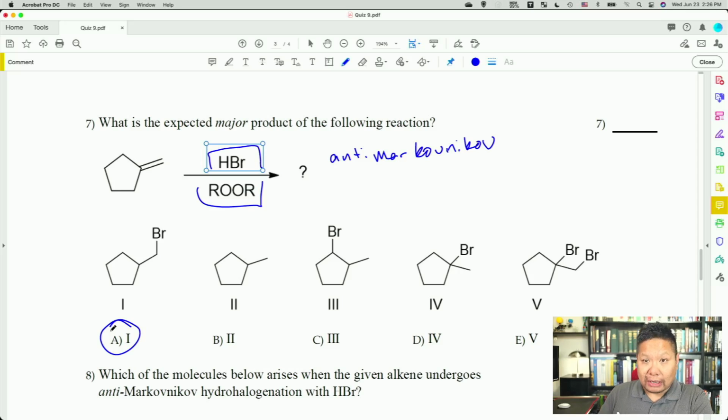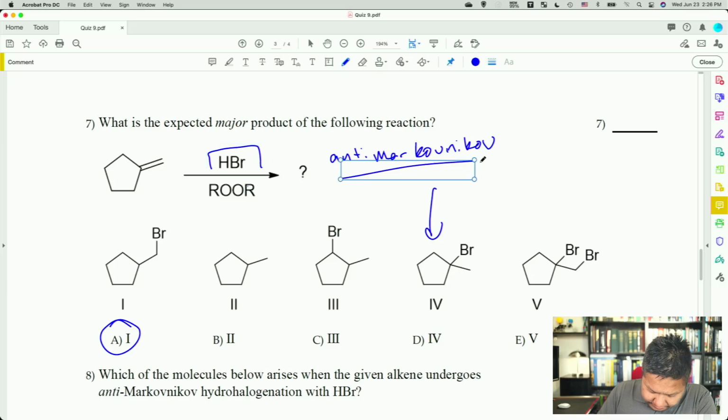If it were Markovnikov addition, that means there's no peroxide, and the answer would have been D, right? Because that would have been a Markovnikov addition right there. But since there is peroxide here, which I'll erase my line, it's definitely anti-Markovnikov, and so the answer is structure 1, or A.